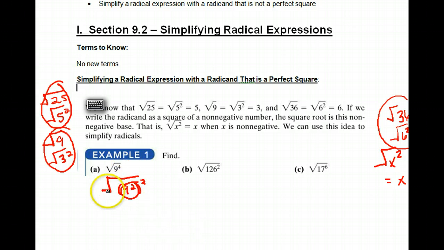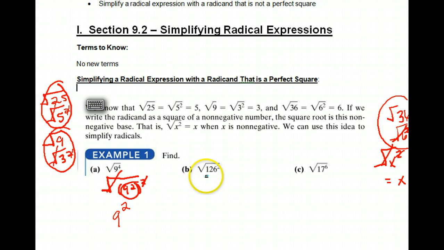So if we allow the square root to cancel that square, which is basically what has happened in each of those other examples, because a square root and a square cancel each other, where we were left with the 5, the 3, the 6, the x, then the answer here would be 9 squared. And then you could simply evaluate that.